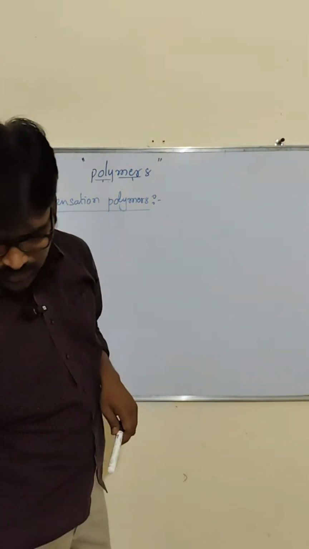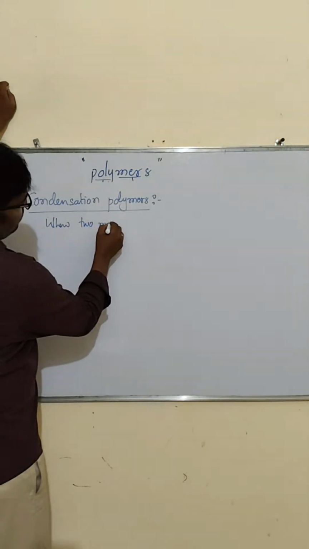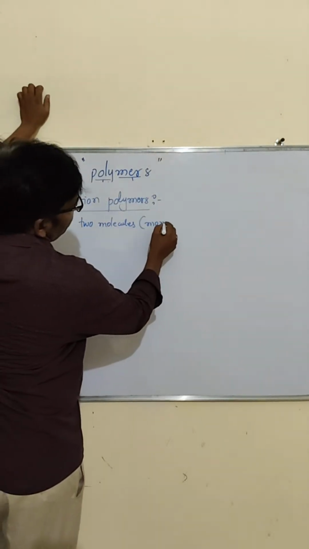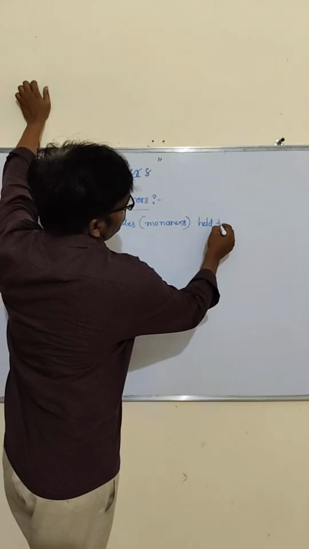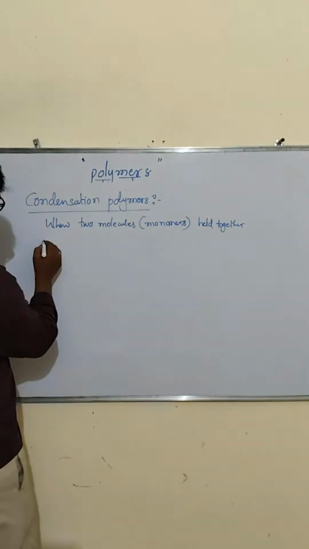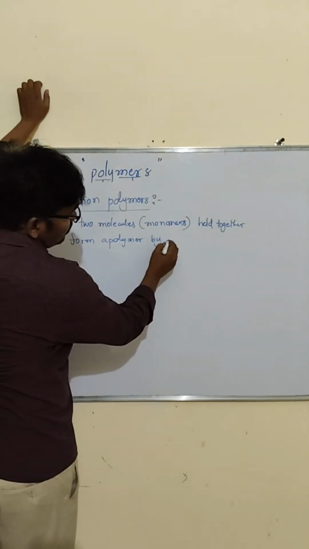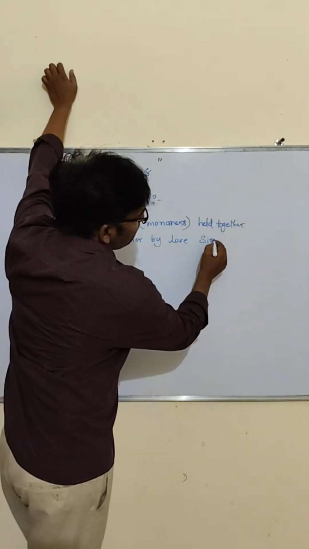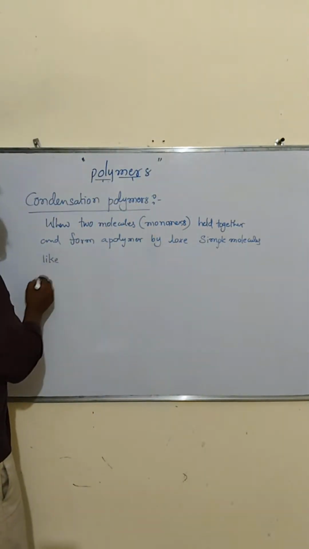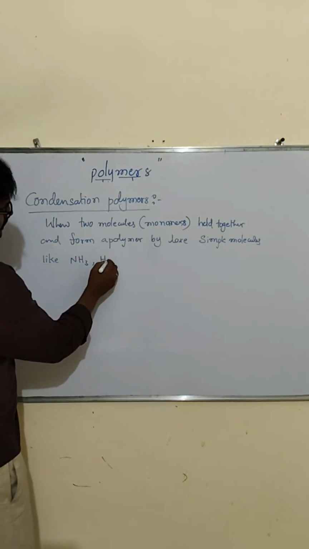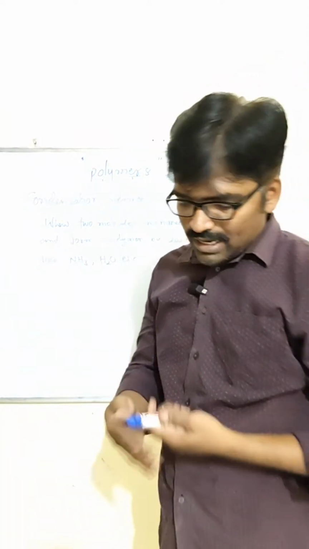So what are the condensation polymers? When two molecules, nothing but monomers, are held together and form a polymer by loss of simple molecules like ammonia, water, etc. సో ఇలా ఉంటే దాన్ని మనం కండెన్సేషన్ పాలిమర్స్ అంటున్నాం. వాట్ వీ ఆర్ కాలింగ్ కండెన్సేషన్ పాలిమర్స్.